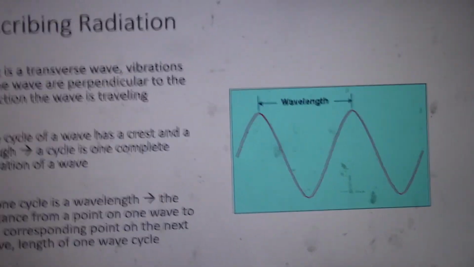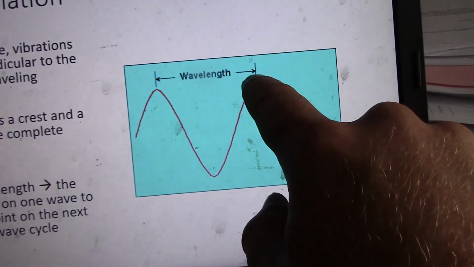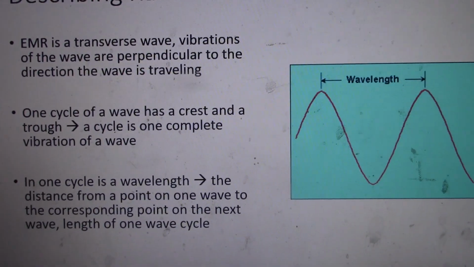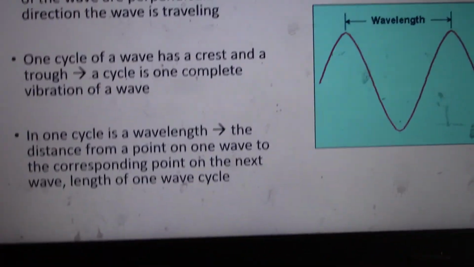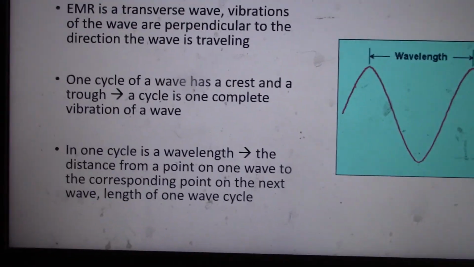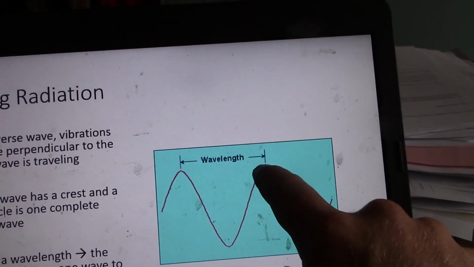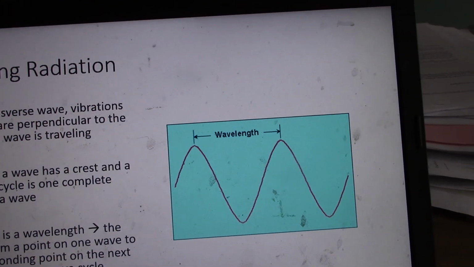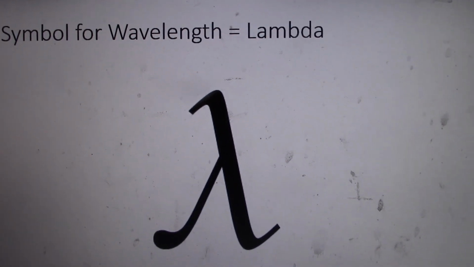One cycle of a wave from crest to crest or trough to trough is a single wavelength, so this is what we're measuring: a complete cycle of a vibration. The amount of vibrations that happen is the frequency. So one cycle is a wavelength. We're discussing the length of a repeating oscillation and how frequently that oscillation repeats. So that's your symbol for wavelength.